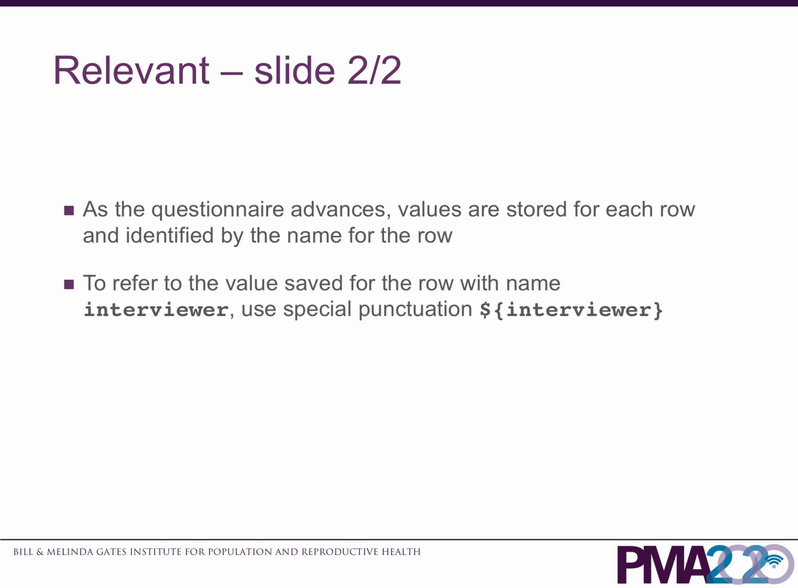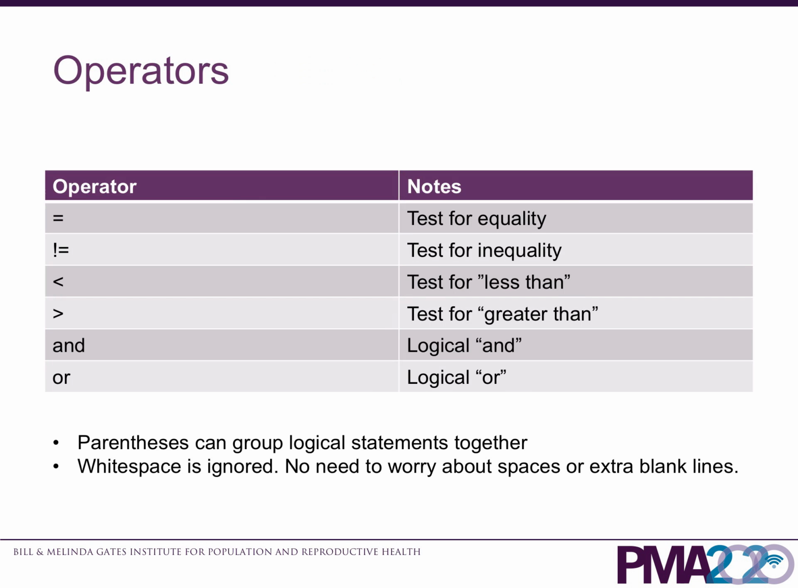As we fill out the form in ODK, values are stored for each row and are identified by the name of the row. In order to refer to the value saved for the row with name interviewer, we use special punctuation, the $ and curly braces. They surround the name. We need to use operators to test for true or false.